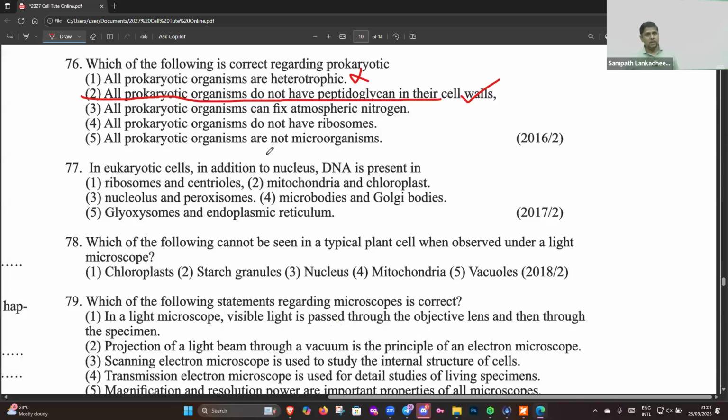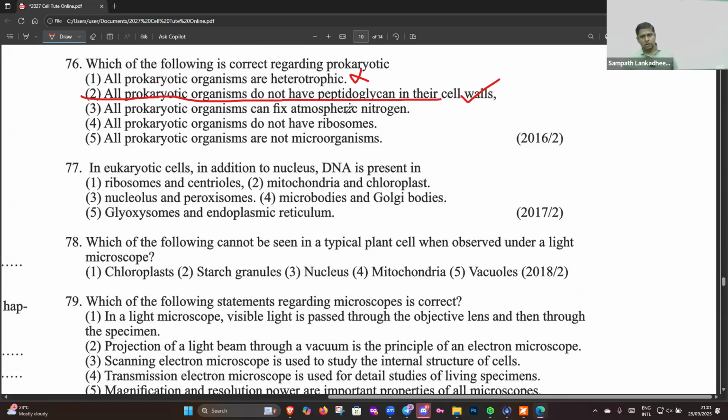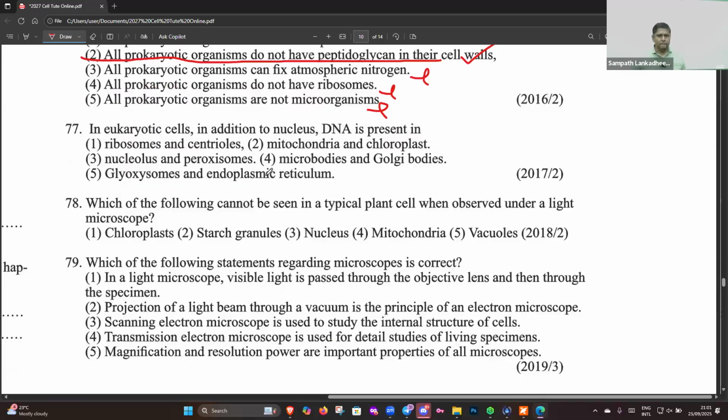Question number 77. All prokaryotic organisms can fix atmospheric nitrogen. Wrong. All prokaryotic organisms do not have ribosomes. No, they have ribosomes. Prokaryotic organisms are not microorganisms. Wrong, they are microorganisms. In eukaryotic cells, in addition to nucleus, DNA present in mitochondria and chloroplast.